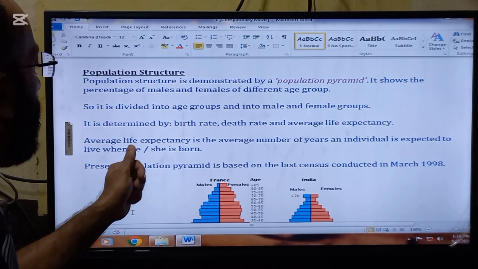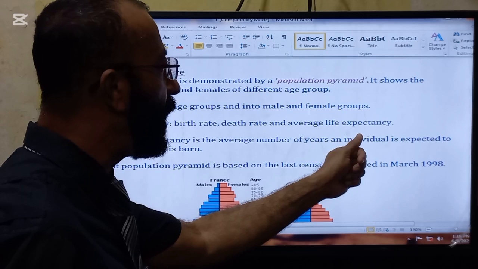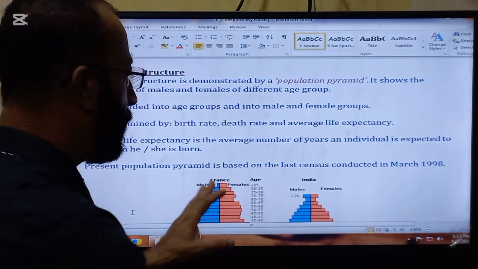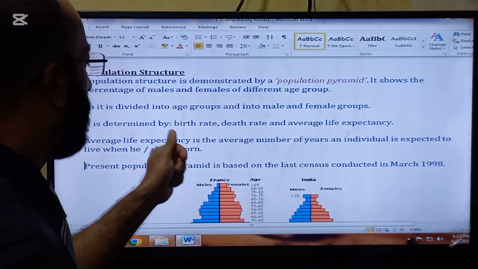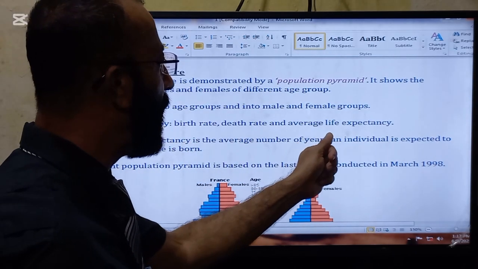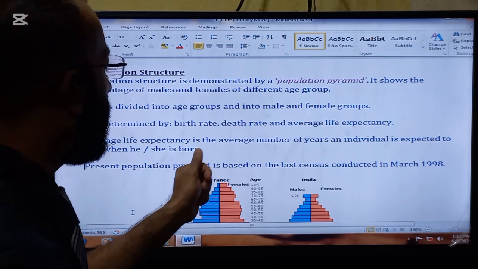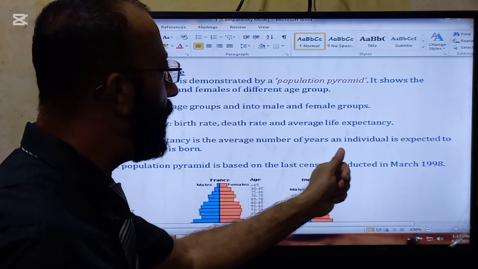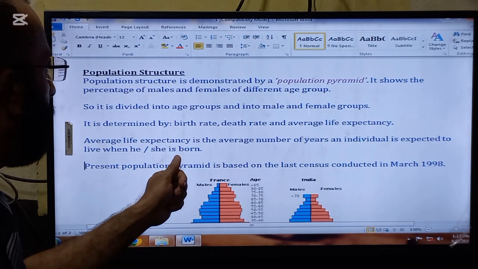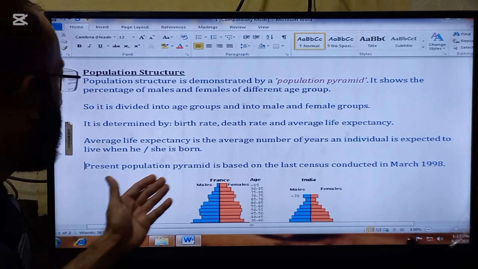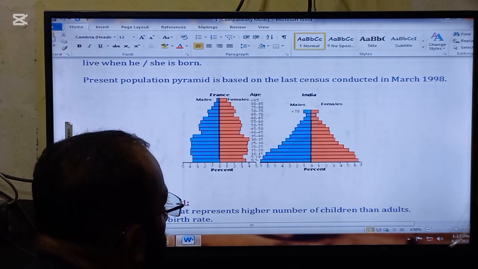It is determined by birth rate, death rate, and average life expectancy. So the structure actually depends upon these factors: birth rate, death rate, and average life expectancy. Average life expectancy is the average number of the years an individual is expected to live when she is born. Present population pyramid is based on the last census conducted in 1998.